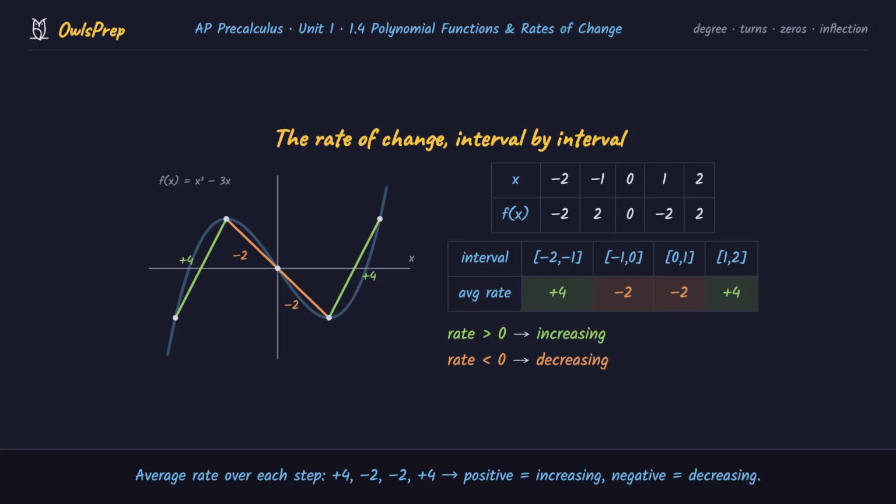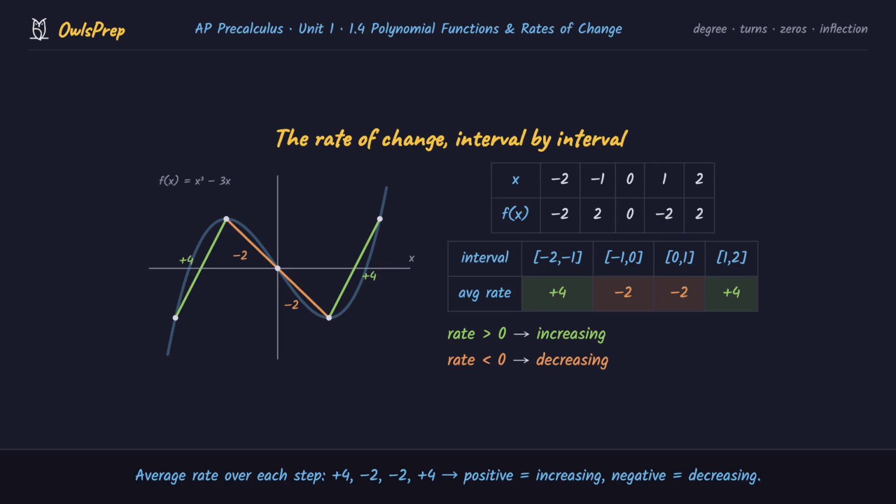To find those characteristics, we work with the rate of change. So let's set one example up. Take f of x equals x cubed minus 3x and read its output at equally spaced inputs: -2, then 2, then 0, then -2, then 2. Over each step, the average rate of change, change in output over change in input, is the slope of the line joining that pair of points. Those come out as +4, -2, -2, and +4.